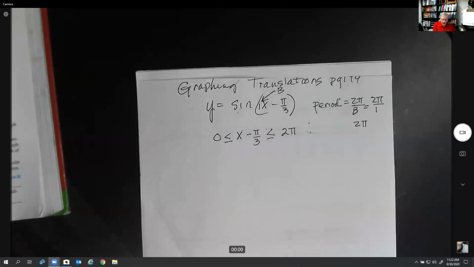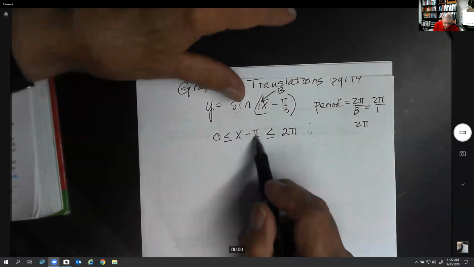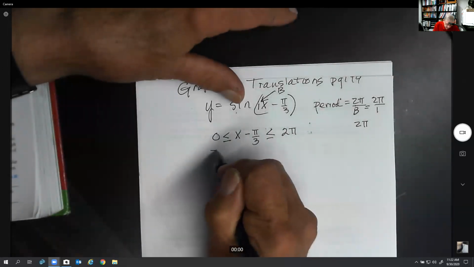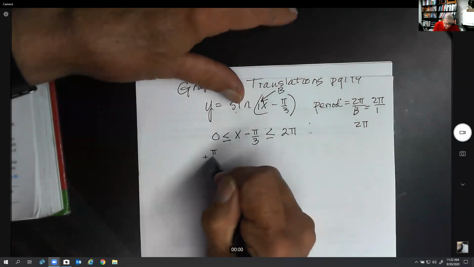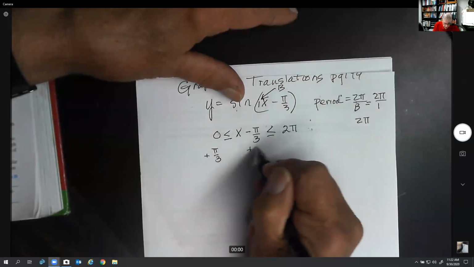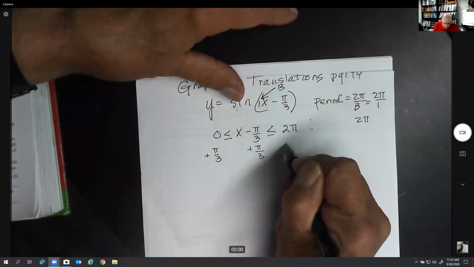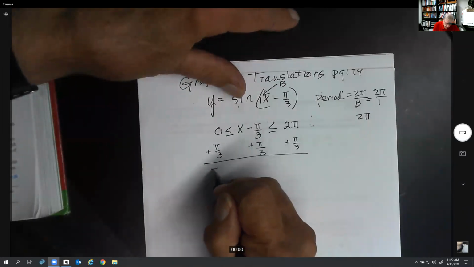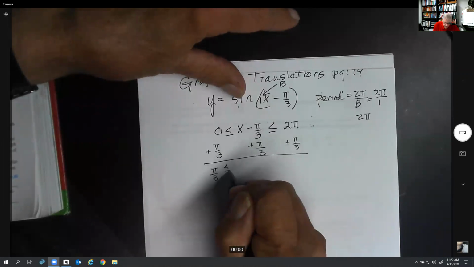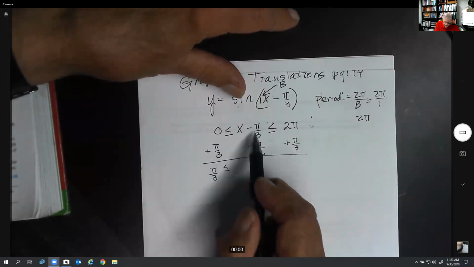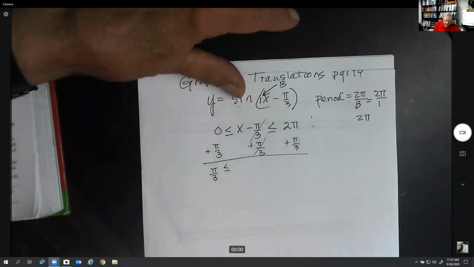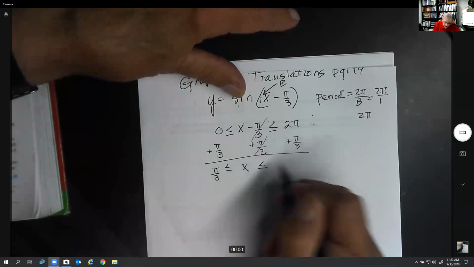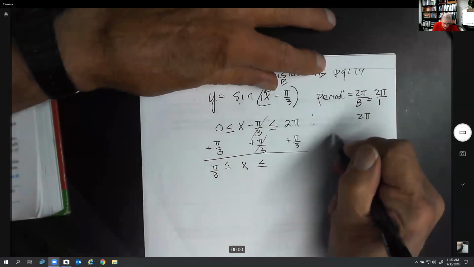All right, so to solve this, we're going to work from the inside out. We're going to get rid of this minus pi over 3, so we have to add that to each part. So we get pi over 3, and I put in a positive so it would cancel out the negative. Those add up to 0, so it's x minus 0, or just x, is less than or equal to. So what's 2 pi plus pi over 3?